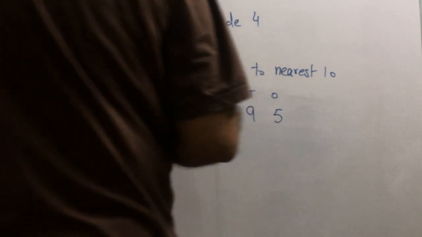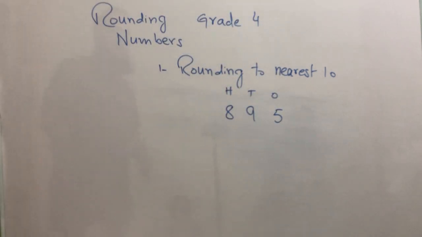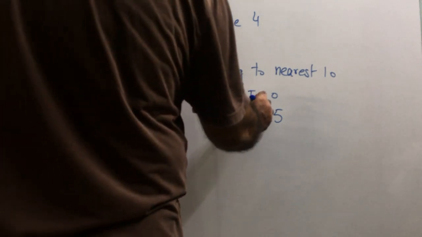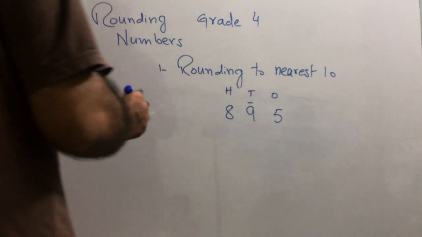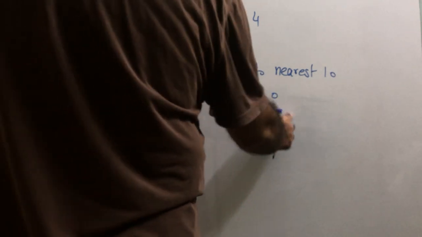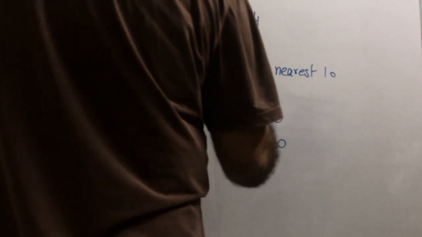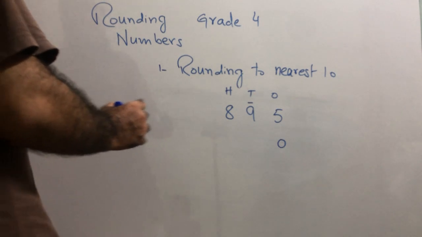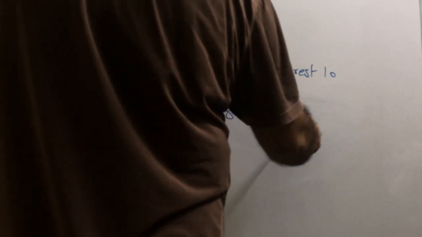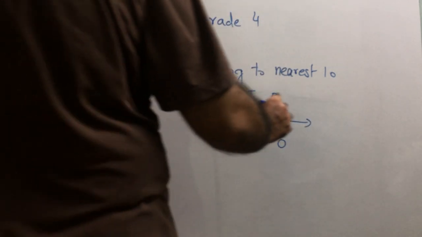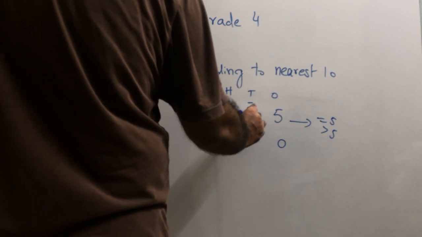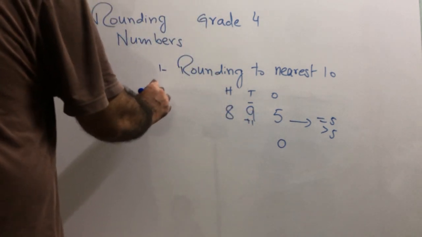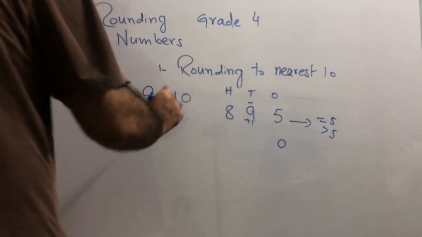895, we need to round it to nearest 10. Nearest 10 means this place. The very first action is that when we are rounding to nearest 10, the ones place automatically becomes 0. The second action is that if the number in the ones place is equal to 5 or greater than 5, we add 1 to the tens. So we add 1 here, 9 plus 1 is equal to 10.